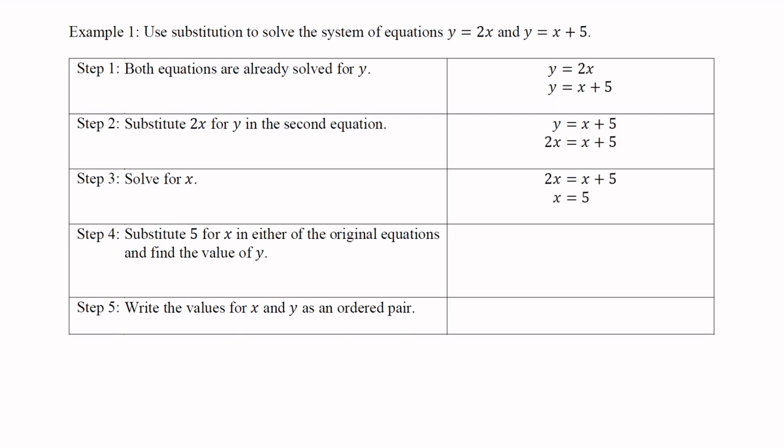Now that I have x equals 5, I'm going to go back and substitute my value for x into one of the two equations. So I'm going to do it in the first one. Put 5 in place of x, and then solve. 2 times 5 gives us 10. So our x value is 5, our y value is 10, so our solution is the ordered pair 5, 10.